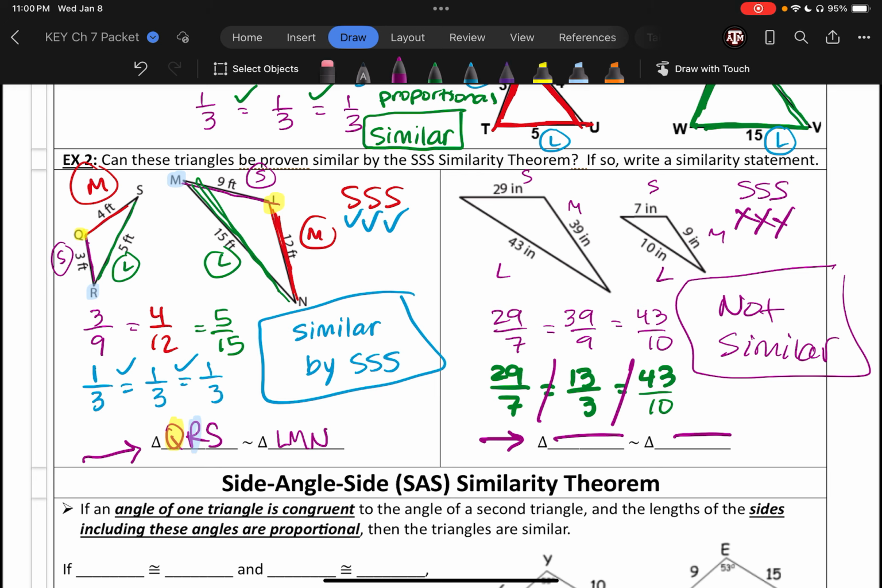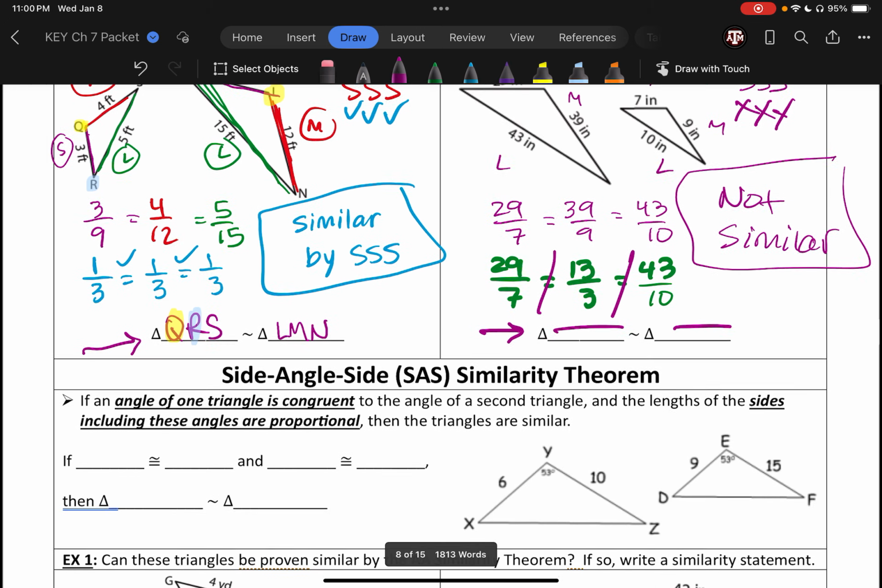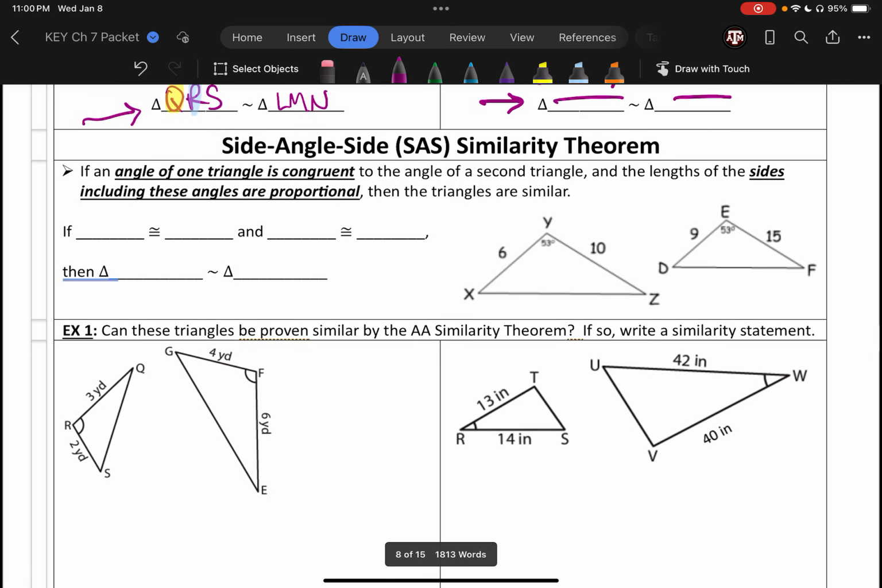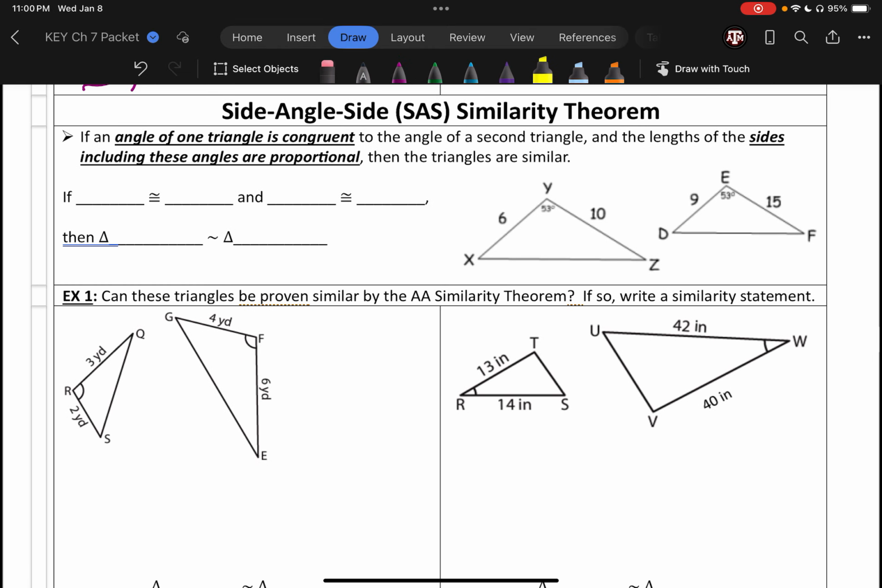All right, and so the last theorem, the last way that we're going to learn on how to prove that two triangles are similar is going to be known as SAS. So side angle side similarity theorem. For this theorem, we have this whenever we can see that an angle of one triangle is congruent to an angle of a second triangle. That is the A part. And then if we have the lengths of the sides, including these angles, are proportional, that includes the S part. If we have that, then we can see that we have SAS, right?